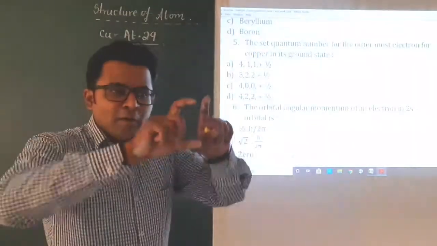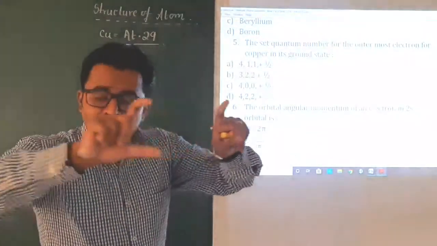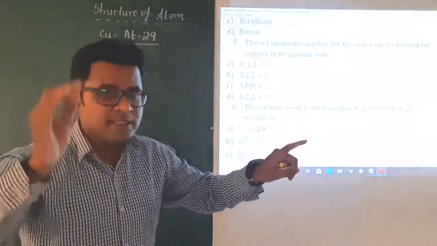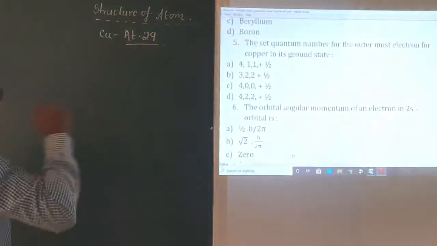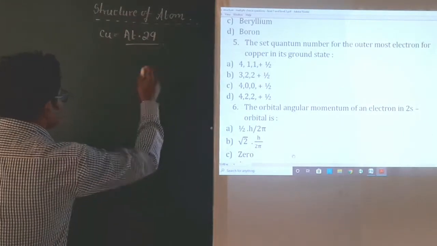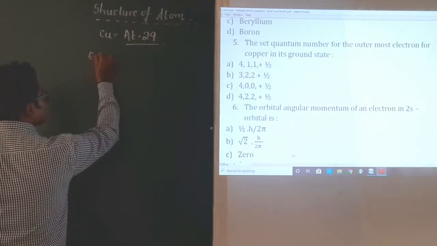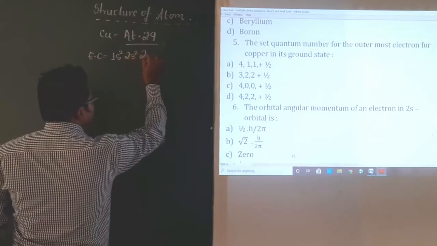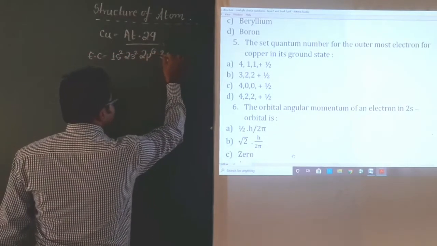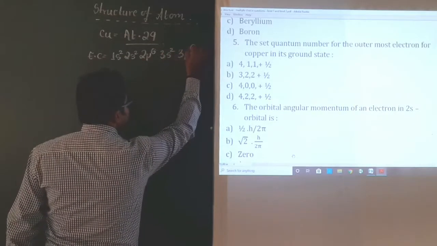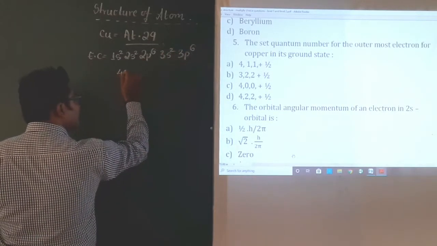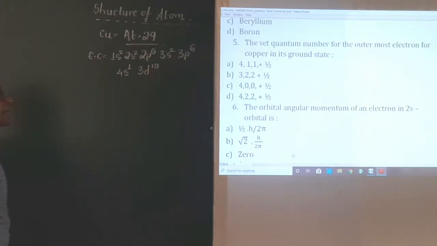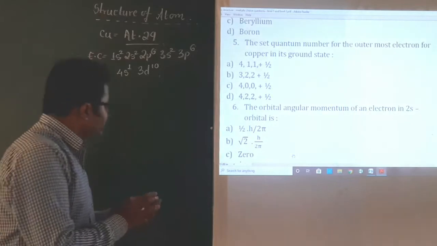Okay, and if you can possibly give it in a box type of representation, you will also understand the value of S, that is the spin quantum number. So in this particular case, when we observe the electronic configuration 1s2, 2s2, 2p6, 3s2, 3p6, 4s1, 3d10. Okay, exception case for copper, right?